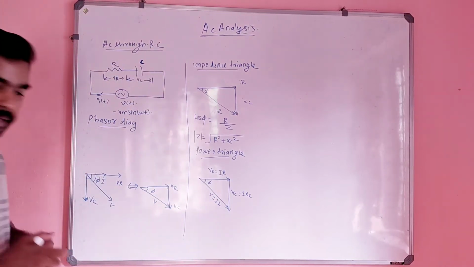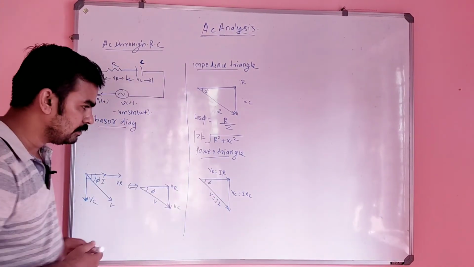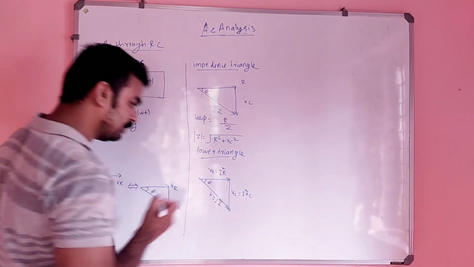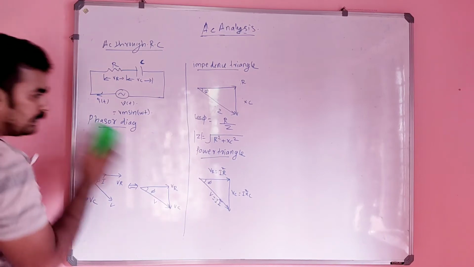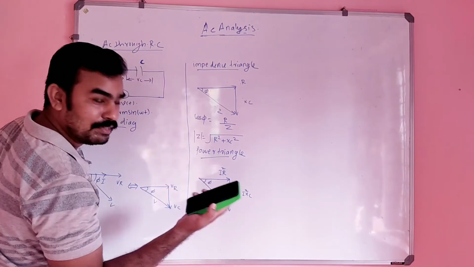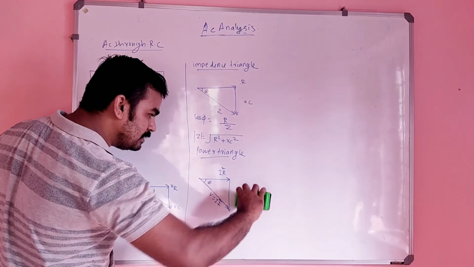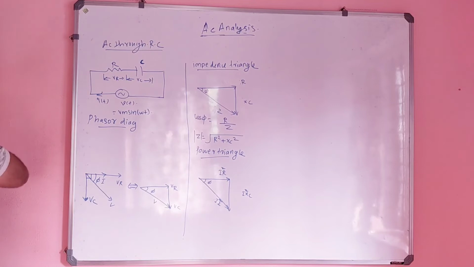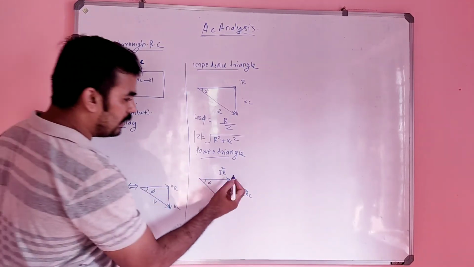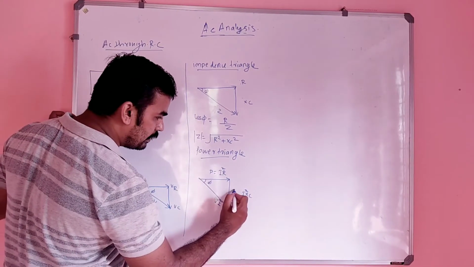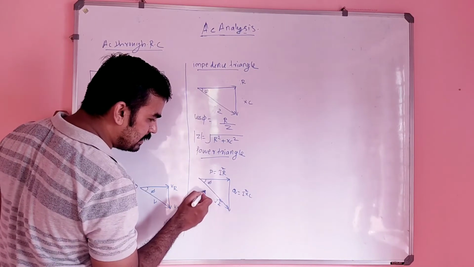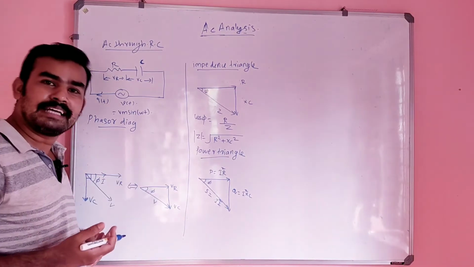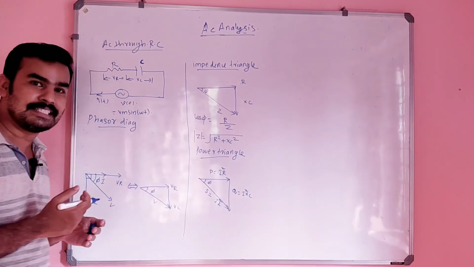I am going to multiply all the three sides with I again. What will happen now? I square and I square. So I can't say this is VR now, because it's I multiplied with I. I can't say that it's VC now, and I can't say it is V. But I can say I square R is equal to P, I square X is equal to Q, I square Z is equal to S. That is the power triangle of an RC circuit, right?